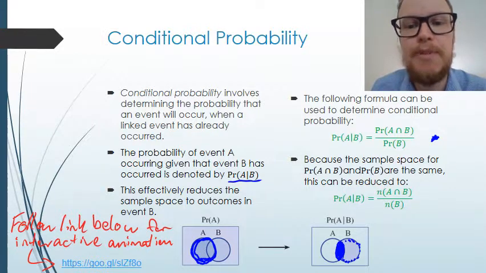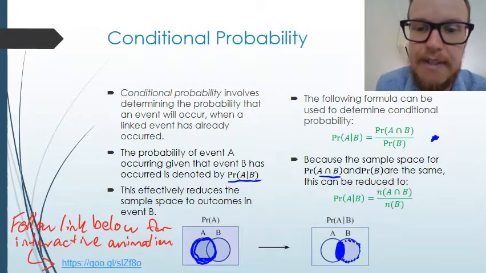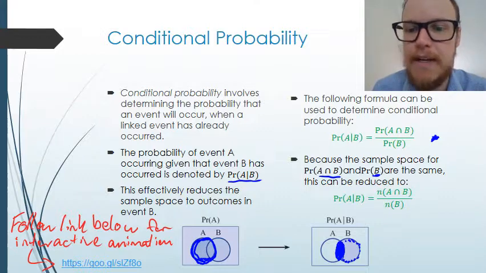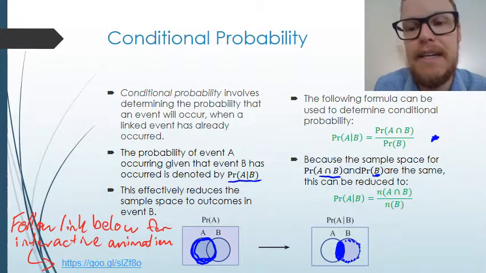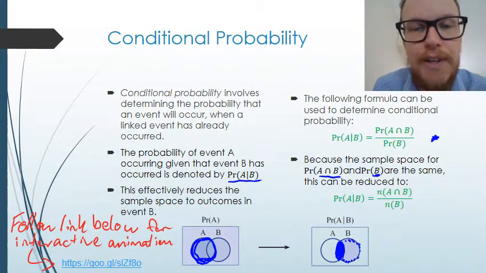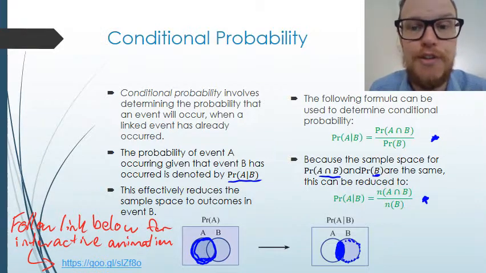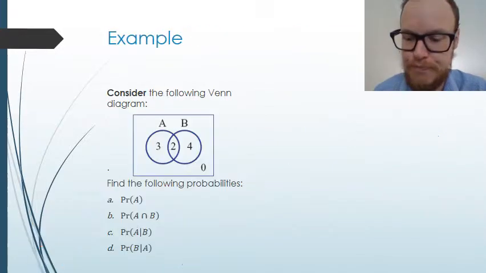But because the sample space for the probability of A intersection B and the sample space of B are the same, they will essentially cancel out. And because those sample spaces cancel out, we can just have a look at the number of elements in A intersection B divided by the number of elements in B. So we can use this formula as a reduced and more simplified version of the formula above.